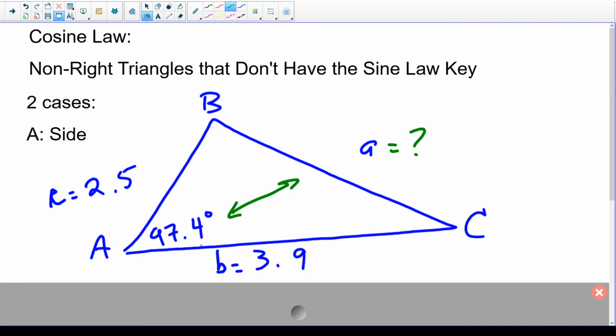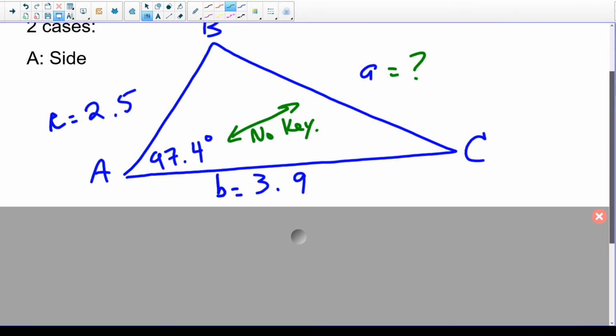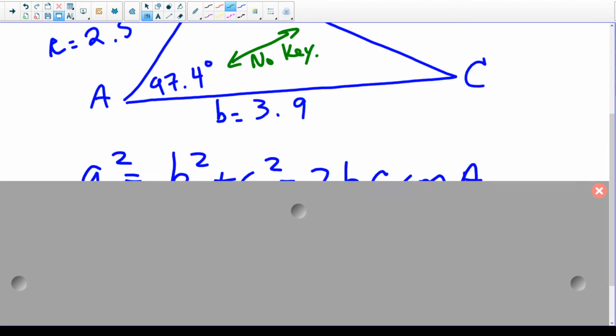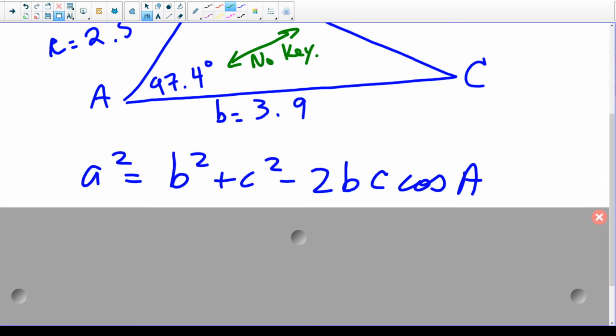Some students think of this, or some teachers teach it as well, as the angle being contained between two given sides, but I like to use the idea of the no sine law key. Okay? So we want to set up the equation for the cosine law, which can be a fairly intimidating equation when you first look at it. You did see it in grade 10, so hopefully this isn't too intimidating anymore.